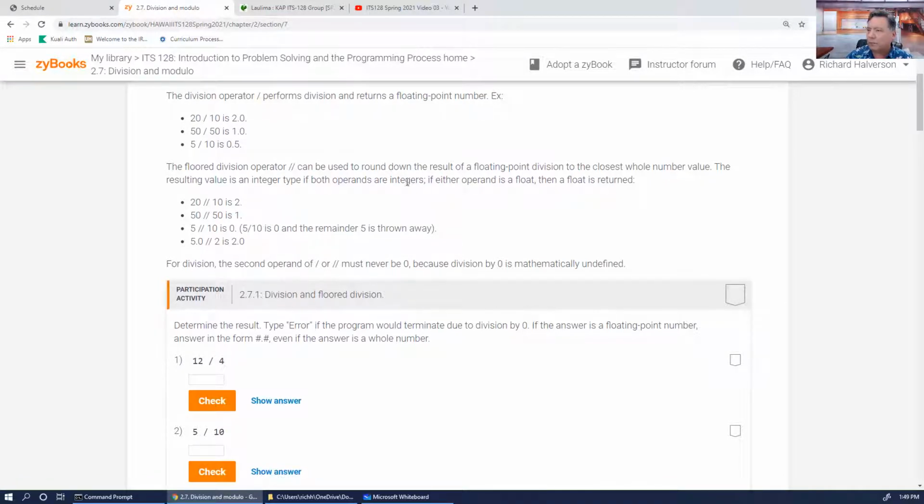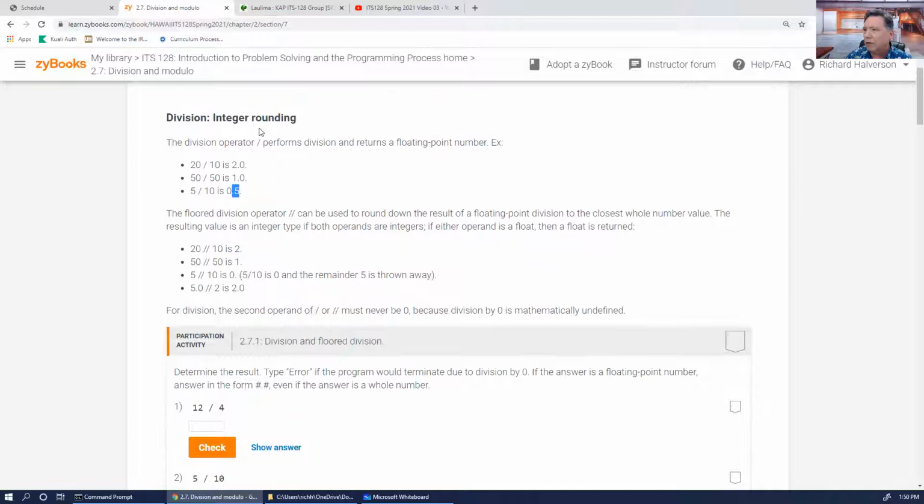In Python, you may only want the quotient part. Wait a minute, my terminology was incorrect before. A quotient is the integer, the whole number part, and the remainder is what's left over, and it's going to be an integer between 0 and the divisor.